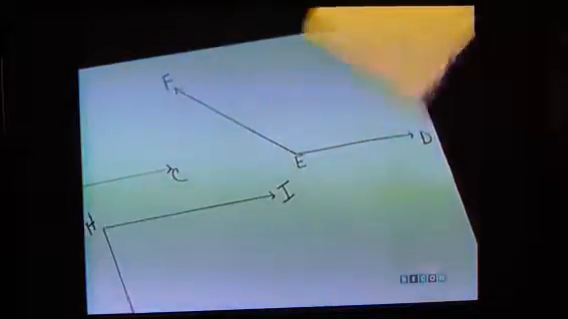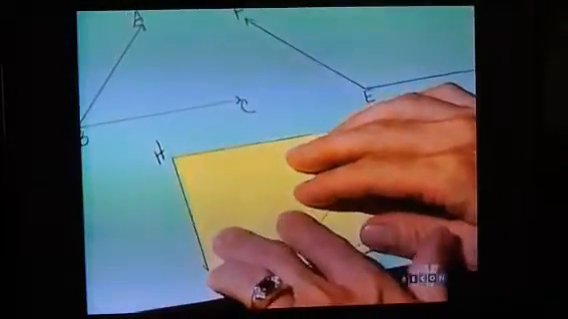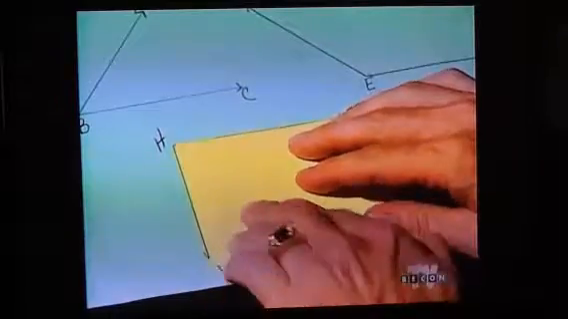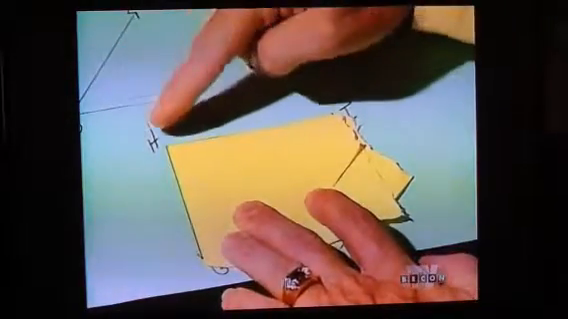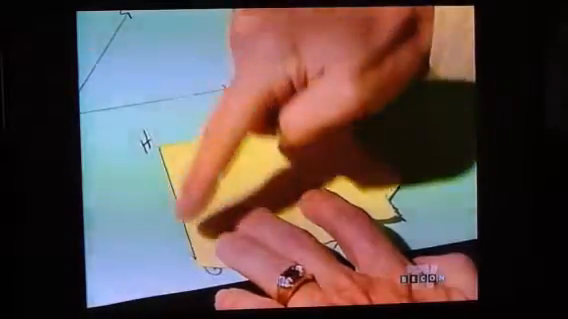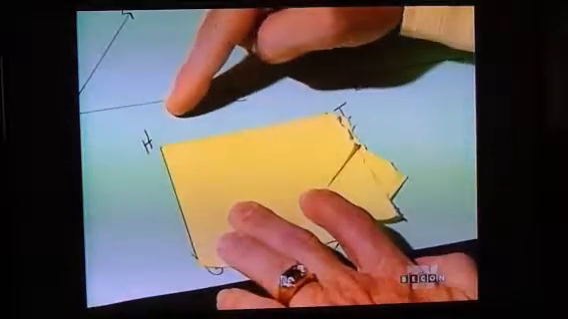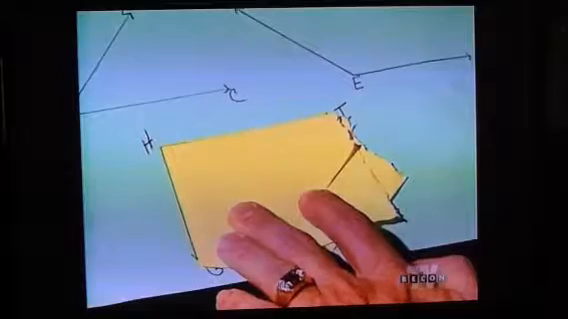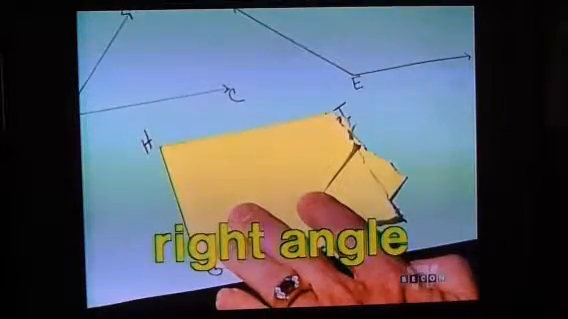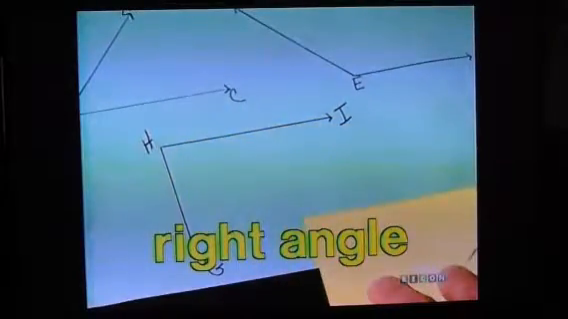Now, let's look at angle IHG. When I line up the vertex of my right angle checker, I see that ray HI and ray HG also line up with the lines of my right angle. Therefore, I have another right angle.